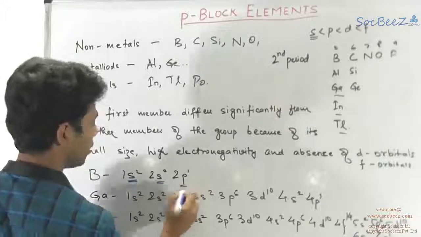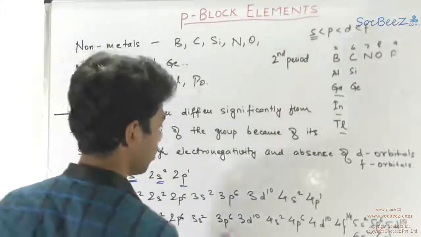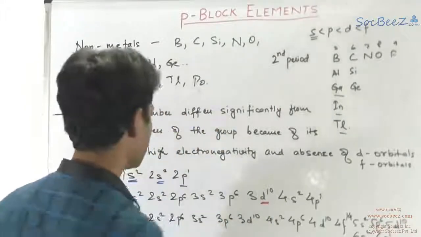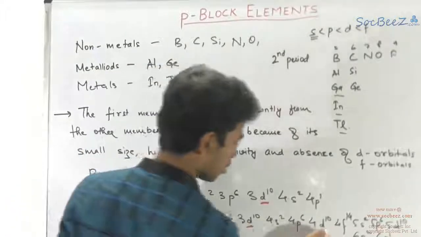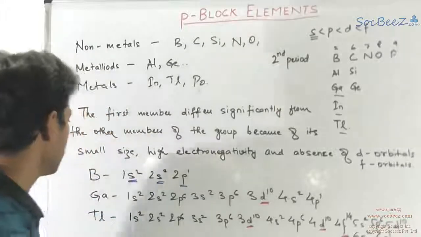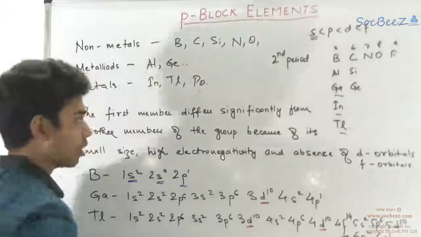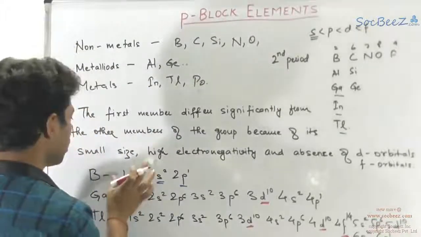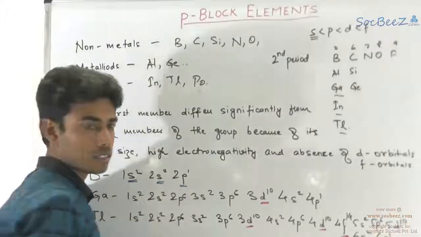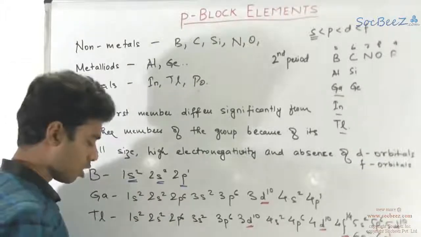So you can see that the atomic configuration of boron consists only of s and p. But for gallium there is a d orbital. For thallium there is d as well as f orbitals. Since s is very close to the nucleus, it has a very small size and the number of orbitals is also less. There are only 3 orbitals, so boron is very small in size.